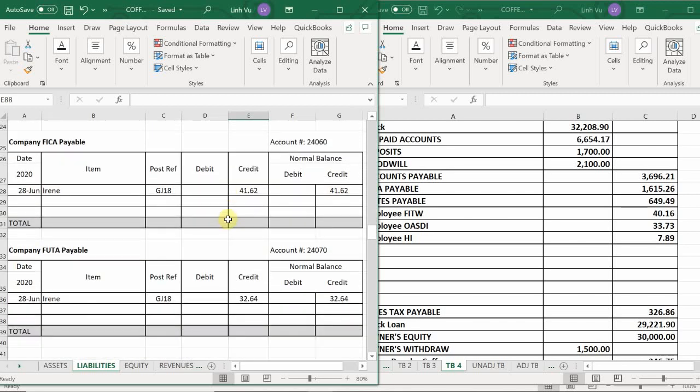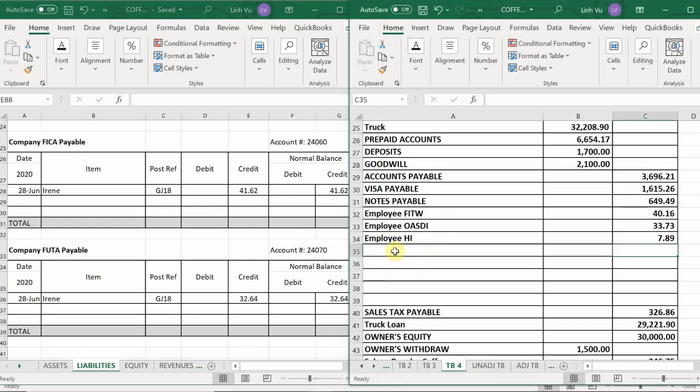Next we have our company FICA, FUTA, SUTA, and workers' comp. So I'm going to type all those words in there. Company FICA, company FUTA, company SUTA, and workers' comp.